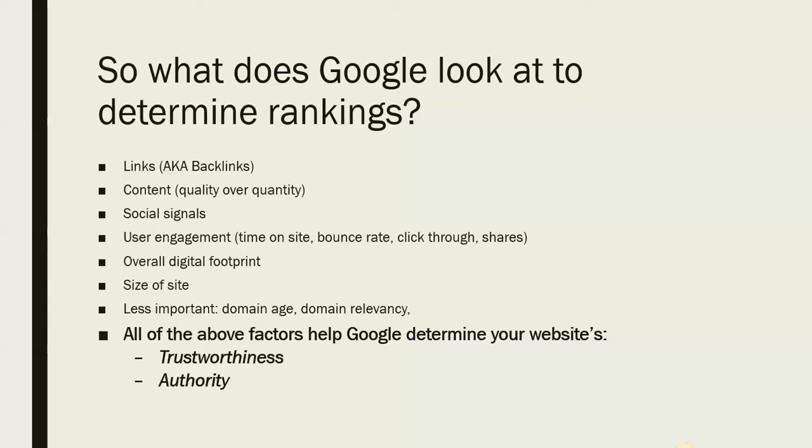So all of the above factors help Google determine your website's trustworthiness and authority. Those are the two things that Google is ultimately looking for. So when it takes into account your social signals and the quality of the content that you produce and how many backlinks you have to your website and where those backlinks are coming from and how old your website is and how big your website is, right? When it takes all of those things into account, ultimately it's only trying to determine two things, which is your website's trustworthiness and your authority in the industry in which you compete. So if you can prove to Google that you are a high authority and that you are highly trustworthy, you're going to ultimately have much better opportunities to rank for the keywords that you want to rank for. So keep that in mind.